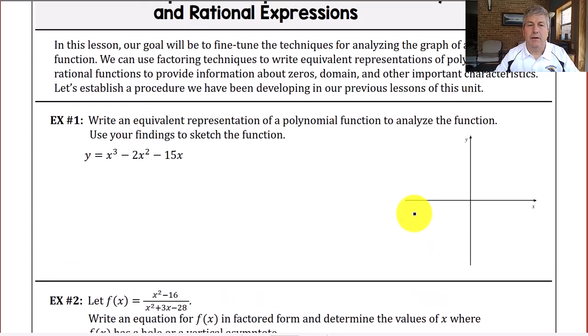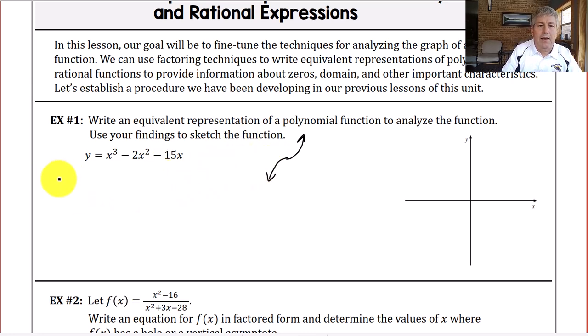So let's start here at the beginning in example 1. It says, write an equivalent representation of a polynomial function to analyze the function. Use your findings to sketch the function. So here we have a cubic function. So a third degree function, so we know our end behavior is going to go in opposite directions. And in fact, we know our cubic function is going to look something like this using our leading coefficient test with x cubed. The leading coefficient is positive. We know that our end behavior to the right is going to be to positive infinity and to our left is negative infinity. So we know all that stuff already.